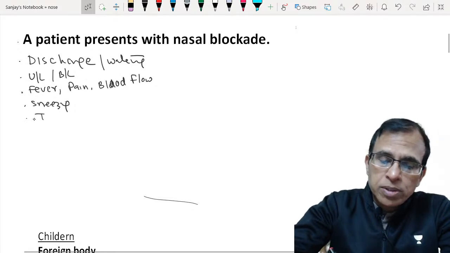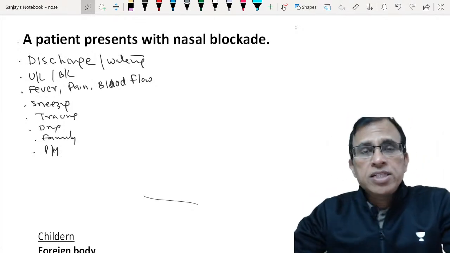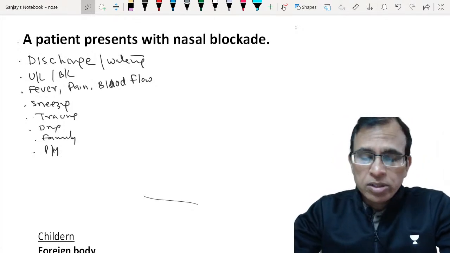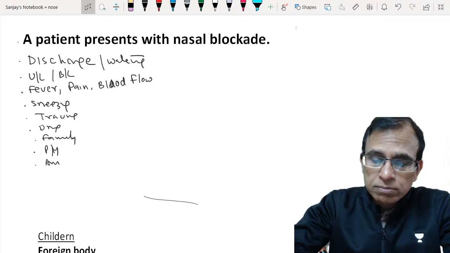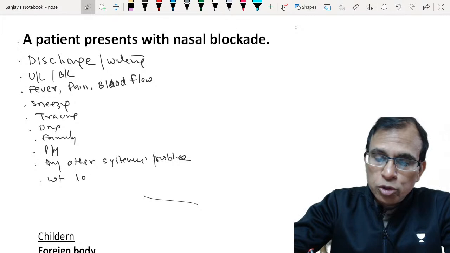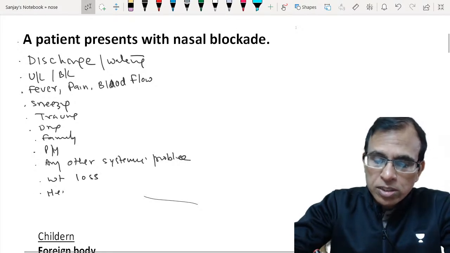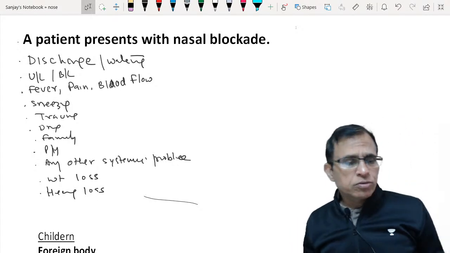History of trauma, history of drug intake, family history. Anybody in the family has this? Past history. Did the patient have past episodes? If yes, what frequency? When did it start and all that? Any other systemic problem. Weight loss, because in tumors; hearing loss, because if the eustachian tube gets blocked, the patient might have hearing loss. So a lot of things you have to ask this patient.